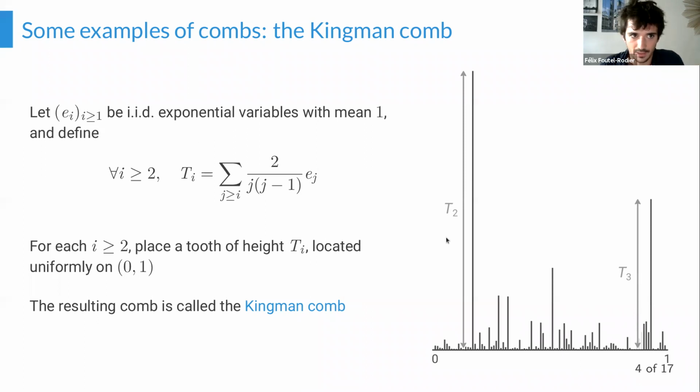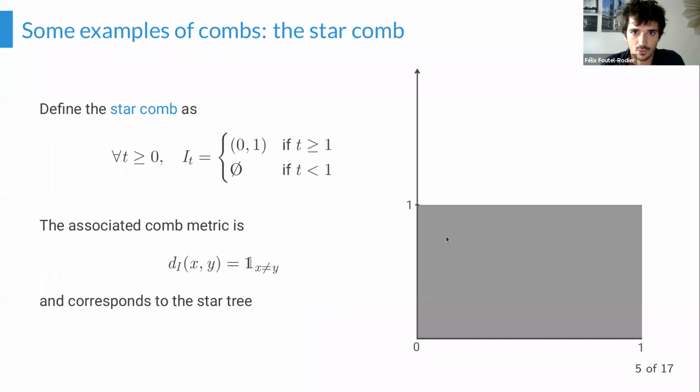Okay, and now a second, very different example, what we call the star comb. Here we have an explicit definition: before time 1, the interval partition is just the empty set. This ugly gray rectangle is my representation of the empty set. And after time 1, the open subset is just the full interval. It's not very hard to see that the distance associated to this comb is the trivial distance where everyone lies at distance 1.